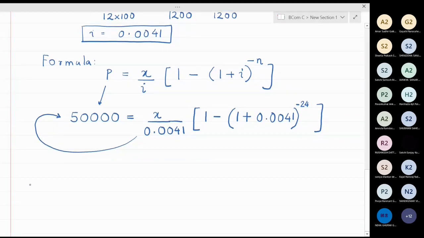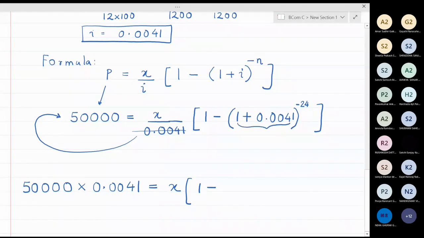So what will I get? I will get 50,000 multiplied by 0.0041 is equal to, once the 0.0041 has shifted to the left hand side, nothing is there on the left hand side. What is remaining on the right hand side? We will write x in the square bracket 1 minus, what is 1 plus 0.0041? When I do 1 plus 0.0041 in the calculator, I'm going to get, inside the round bracket, 1.0041, round bracket closed, raised to minus 24, and then the square bracket will also be closed.